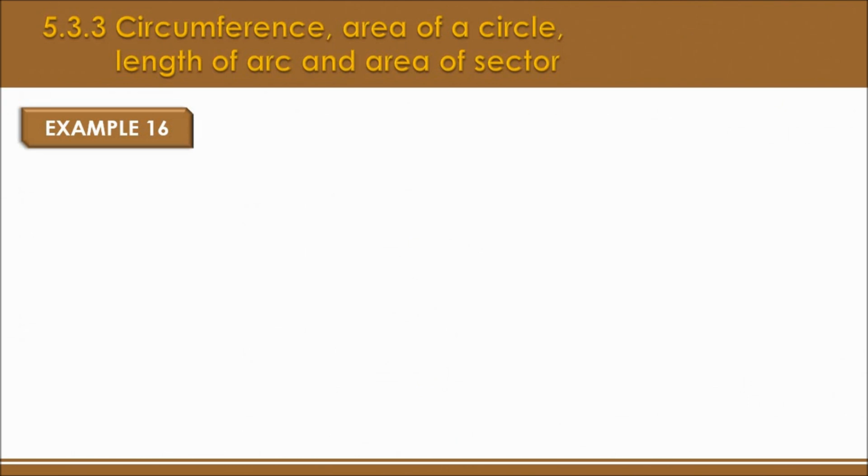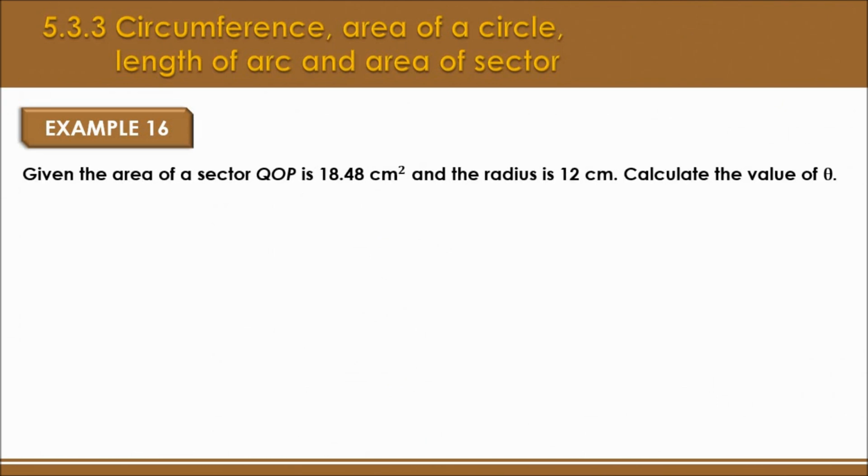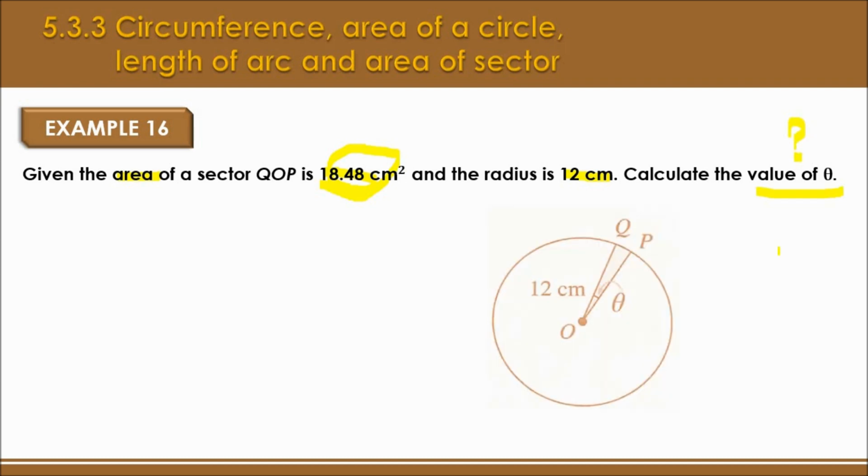Now example 16. Given the area of sector QOP is 18 cm squared. This one is the area of sector, and the radius is 12 centimeter. Calculate the value of theta. So you want to know the value of the angle at the center. This is the circle, and you want to know the value of theta.